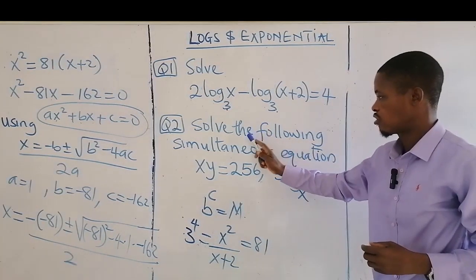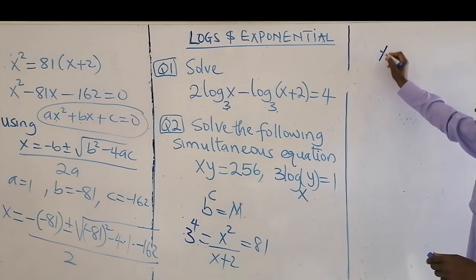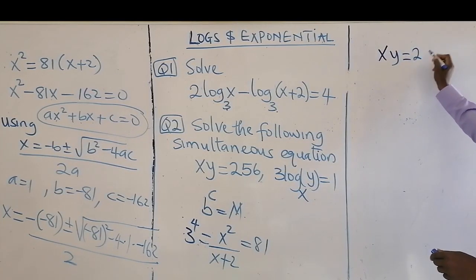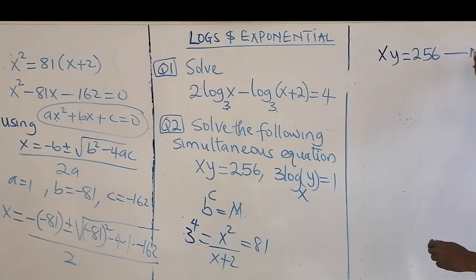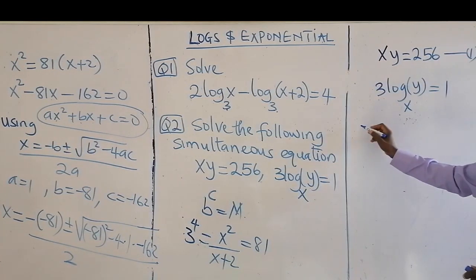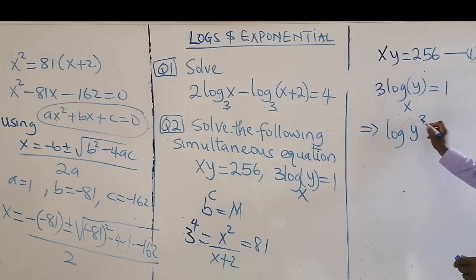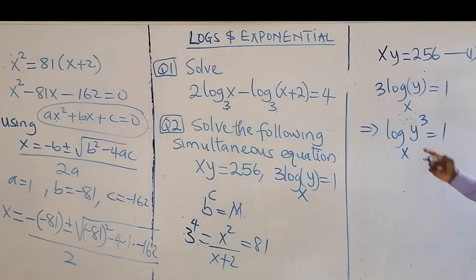For question 2, solve the following simultaneous equations. The first one we have is x to the power 1 equal to 256. Can we call this equation 1? The second one is this, and this will be equal to log 3 comes on top there, base x equal to 1. So turn this logarithm form to exponential form, and that will be y to the power 3 equal to x. Call this one equation 2.